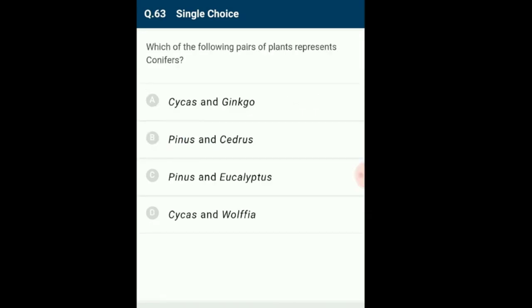Question number 63. Which of the following pairs of plants represent conifers? Conifers are gymnosperms which grow in temperate areas. In conifers, the needle-like leaves reduce the surface area. Conifers include pinus and cedrus. Cycas and ginkgo are gymnosperms but not conifers. Eucalyptus and wolffia are angiosperms. So the answer is option B, pinus and cedrus.